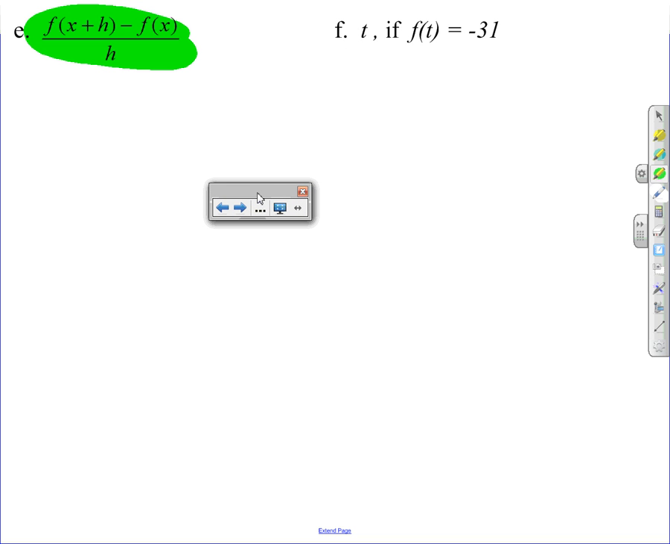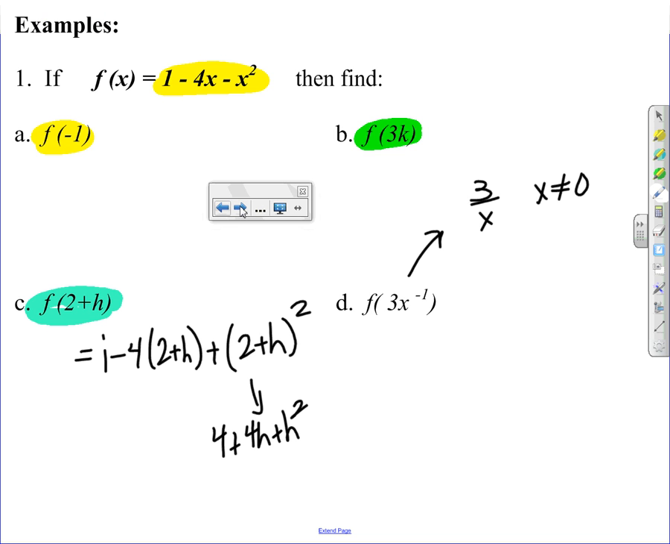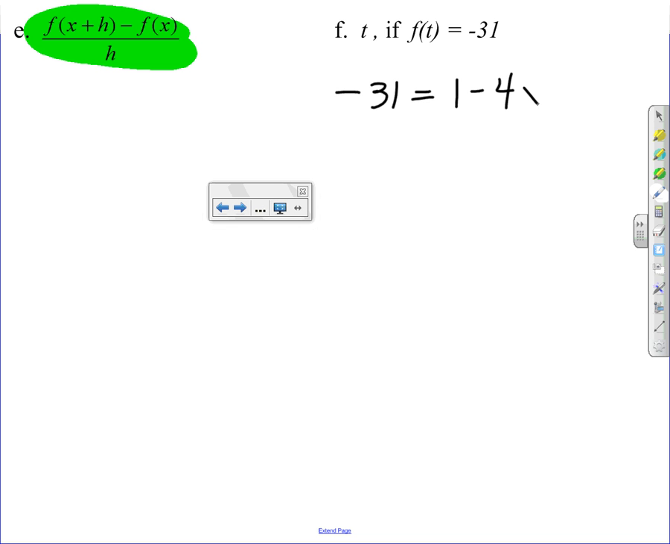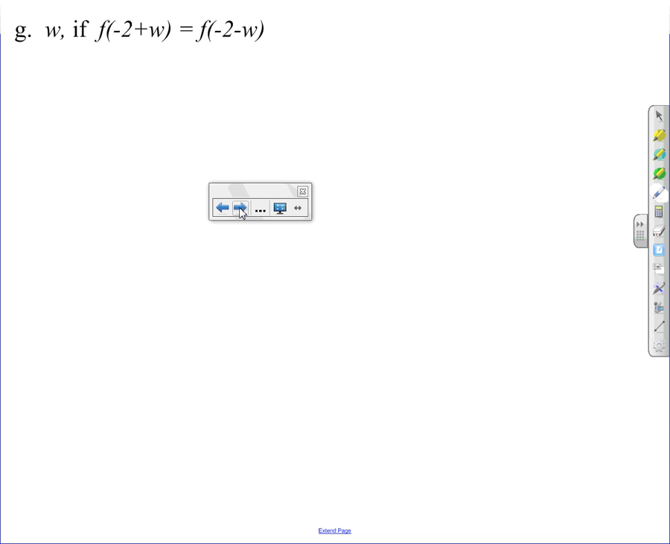In question F, it's an opposite question. It's saying, if the function's value is -31, and the function is defined as being 1 minus 4x plus x squared, then what's the value of x? And so we would move this to the other side by adding 32 to both sides. And we would solve it by factoring. If we can't factor, we know how to use the quadratic formula, and we can handle it. Notice that should be a t, not an x, but that's a small thing.